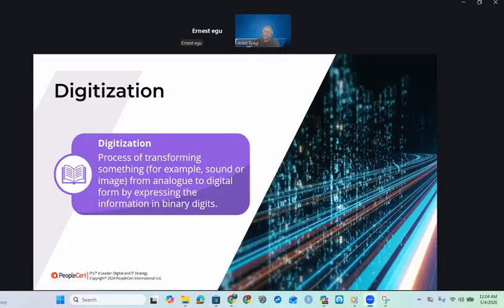Digitization. Remember the word. Whenever they're talking about digitization, they would talk about the process of transforming something, for example, sound or image, from analog to digital form by expressing the information in binary digits. Now, how do we differentiate between digital technology and digitization? Digital technology is anything that digitizes something, whereas digitization is the process that we are going to follow in order to digitize something. Right?